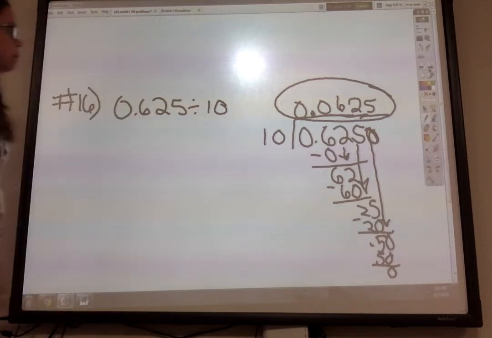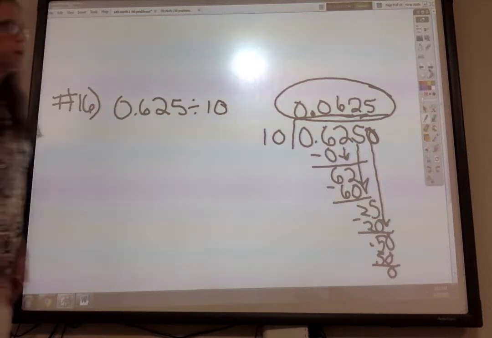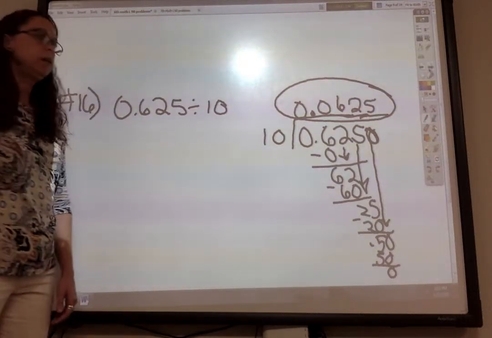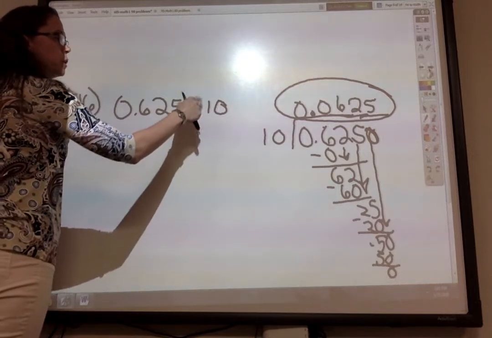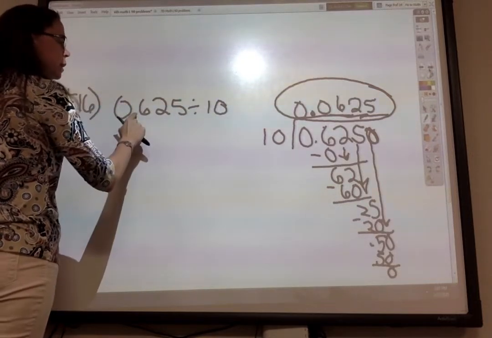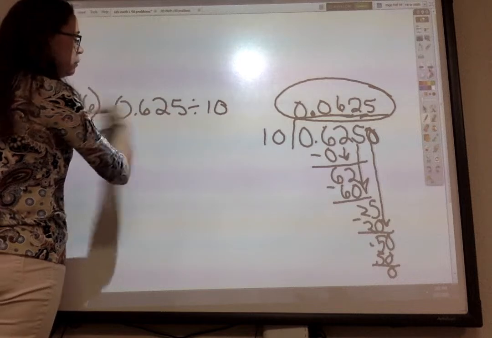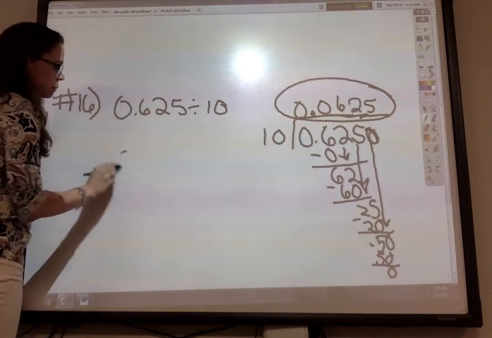Our next one is number 16. This is a division problem. 625 thousandths divided by 10. Now some of you know that if we're dividing by 10 and we have a decimal number, that means our decimal moves once to the left.